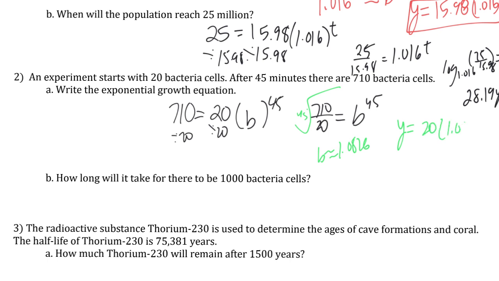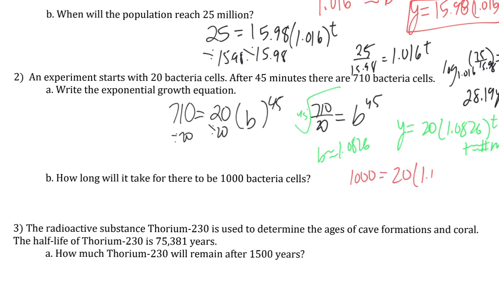times 1.0826 to the t, and t is number of minutes, and you should put that t equals number of minutes. Okay, and so then when will there be 1,000 bacteria cells? Again, you can graph both sides of the equation, but let's solve this algebraically. So you get 1,000. That's our result.